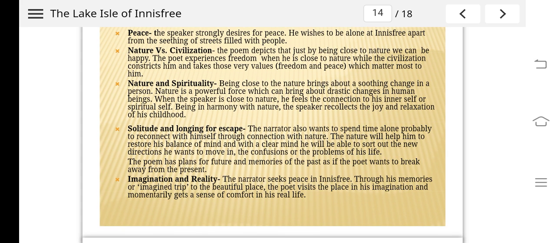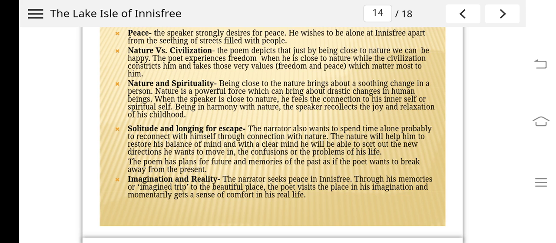Now, the next thing we'll see here is solitude and a longing for escape. The narrator also wants to spend time alone, probably to reconnect with himself through connection with nature. Nature will help him restore his balance of mind, and with a clear mind, he will be able to sort out the new directions he wants to move in, the confusion or the problems of his life. The poem has plans for the future and memories of the past, as if the poet wants to break away from the present.